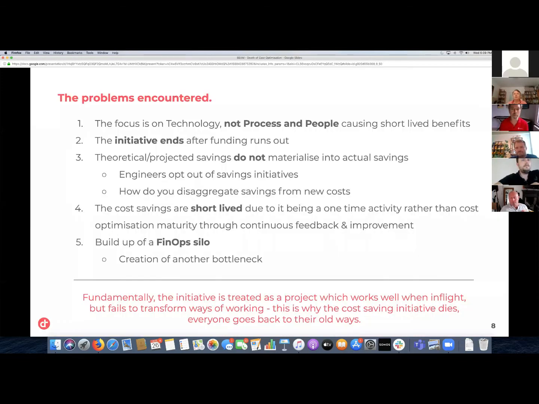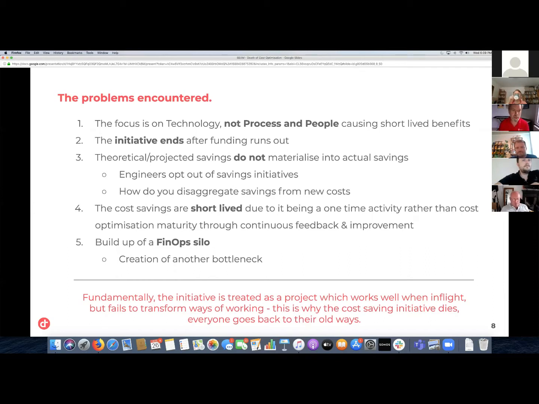What are the problems with that? Well, there's a real focus on technology and not on changing processes and changing the ways of working that you have with your developers. The initiative will sometimes run out, and then the funding runs out. So after 6 months, they say, okay, that program's finished, we're done, and we saved some money.